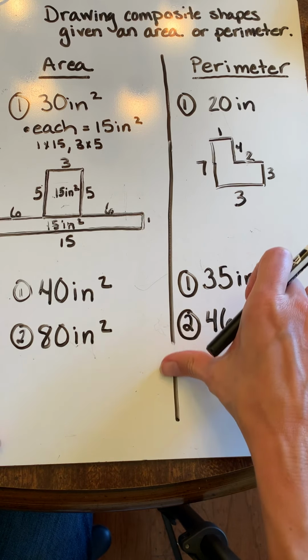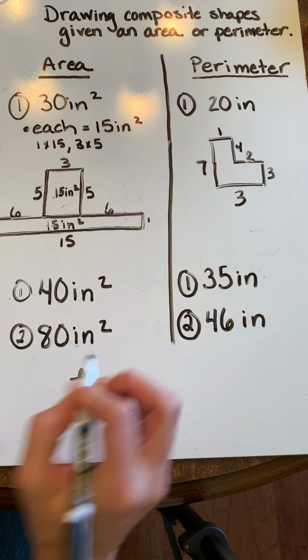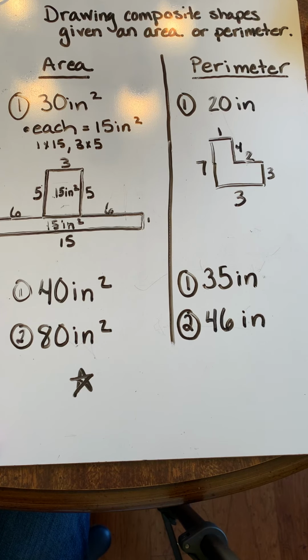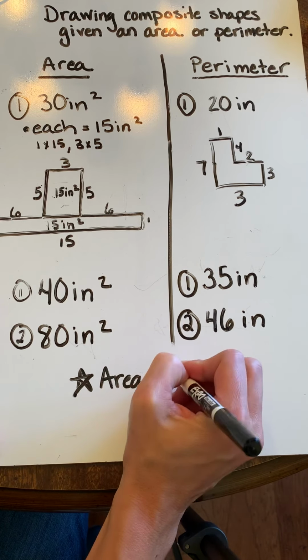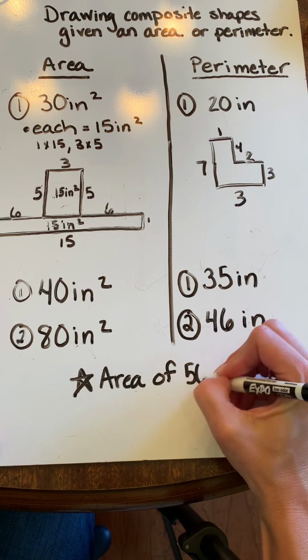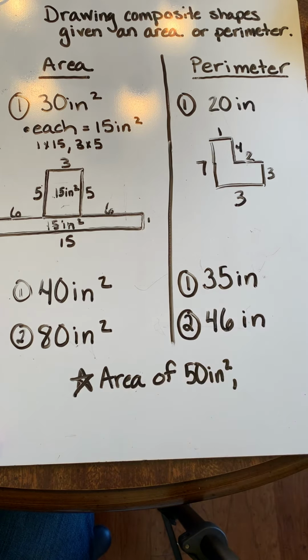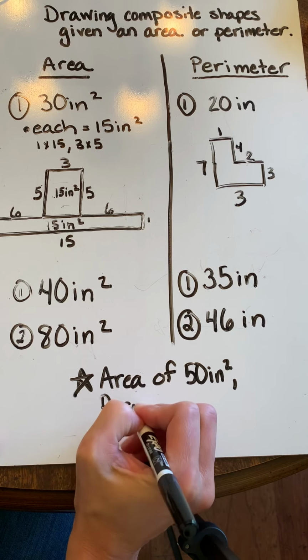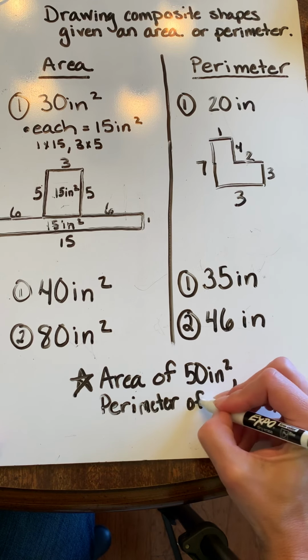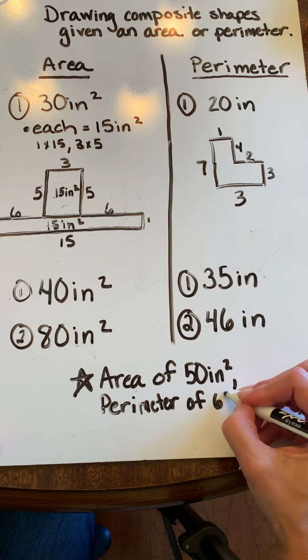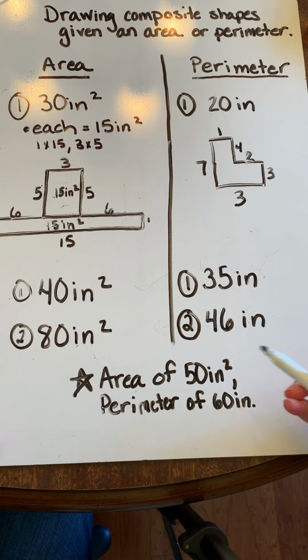Now, if you get all 4 of these done and you still have time left and would like to challenge yourself, I'm going to put a challenge in the middle here. Can you come up with a composite shape that has an area of 50 inches squared and a perimeter, so I'm giving you both for your one shape, perimeter of 60 inches. So when you split it into its different shapes, the area totals 50 inches squared, but when you add up all the sides of your shape, it is 60 inches.